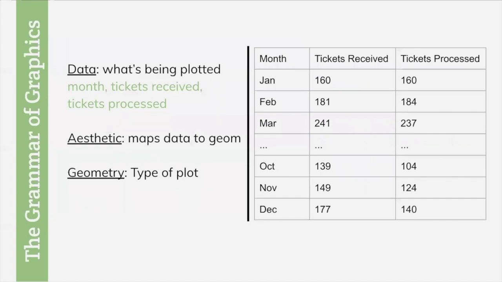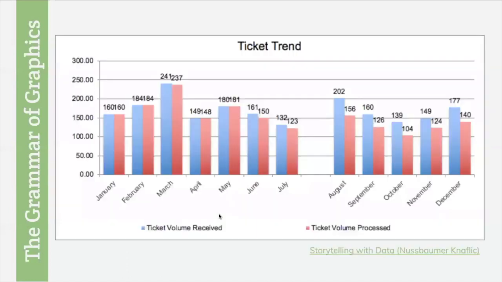So an example I really like to use is this one, where the data here are what's going to be plotted. We have month, we have tickets received, and we have tickets processed. And one way you could plot this information is what you see here. So we have month, one of our variables, on the x-axis, and then on the y-axis we have some value. And above each bar, we can see one is tickets received and one is ticket volume processed.